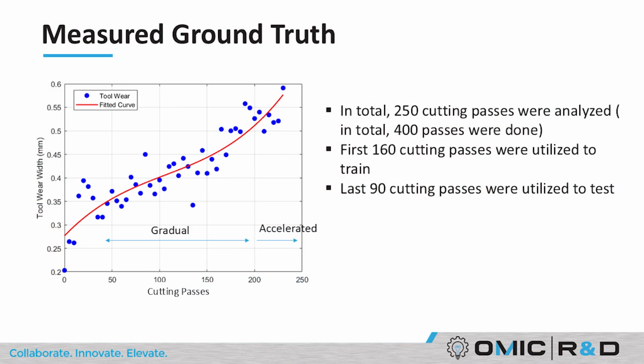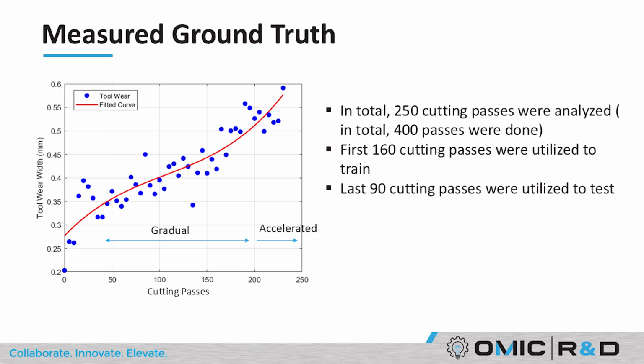This chart shows the measured ground truth as a function of the number of cutting passes or cutting length. You can see that with the increase of the cutting length, the tool wear width increases following an S-curve. This trend approximately matches our general understanding of tool wear development. The blue dots are the raw data we measured using the microscope, and you can see that they vary a lot during this process.